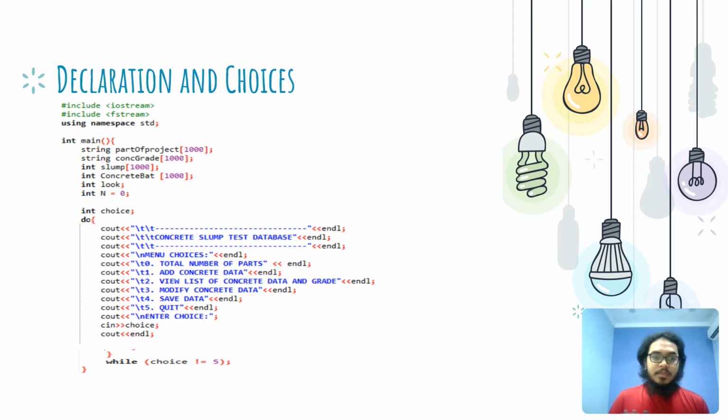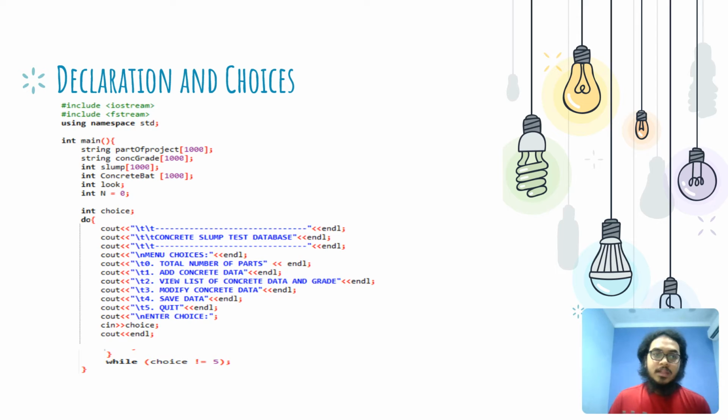So for this program, I will use the do while loop, and also for the choices, we will have six choices, which is the first one is total number of parts. The second is add concrete data, and the third one is view list of the concrete data and menu and grade. And the fourth one is modify concrete data, and the fifth one is save data, and the last one is quit. So that's the part for the declaration and choices.